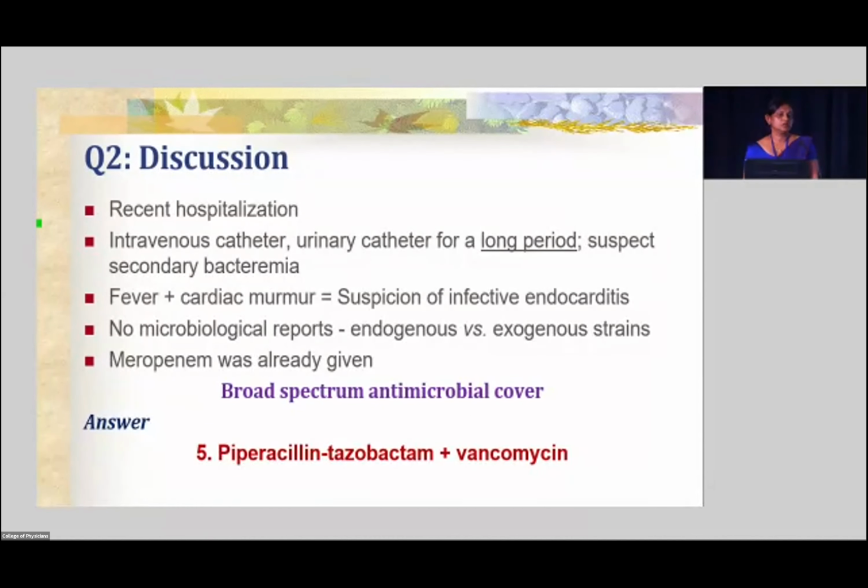So she had a recent hospitalization. An intravenous catheter and urinary catheter had been in place for a longer period. So we have to suspect secondary bacteremia. And they have suspected infective endocarditis as well. There are no microbiological reports, so we don't know whether it's an endogenous or exogenous strain. Meropenem also has been given. So at this moment, you have to go for broad spectrum antimicrobial cover for this patient, because we don't know what is going on, what the organism is. And since meropenem has been given, I would prefer piperacillin tazobactam and vancomycin for this patient.